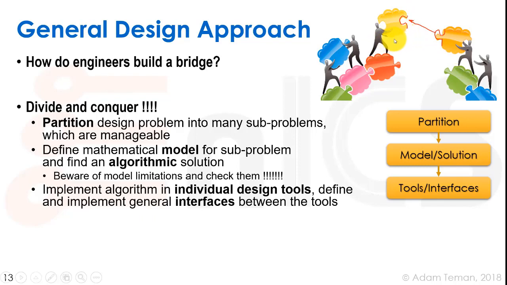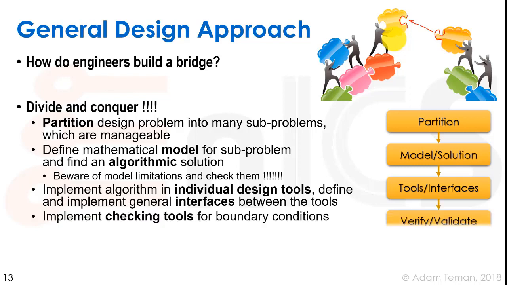We need to define our inputs. We need to define our outputs. The next abstraction level has to receive our outputs, and the previous abstraction level has to provide their outputs as inputs to ours. It's very important to implement checking tools for boundary conditions. We need to verify and validate our design.